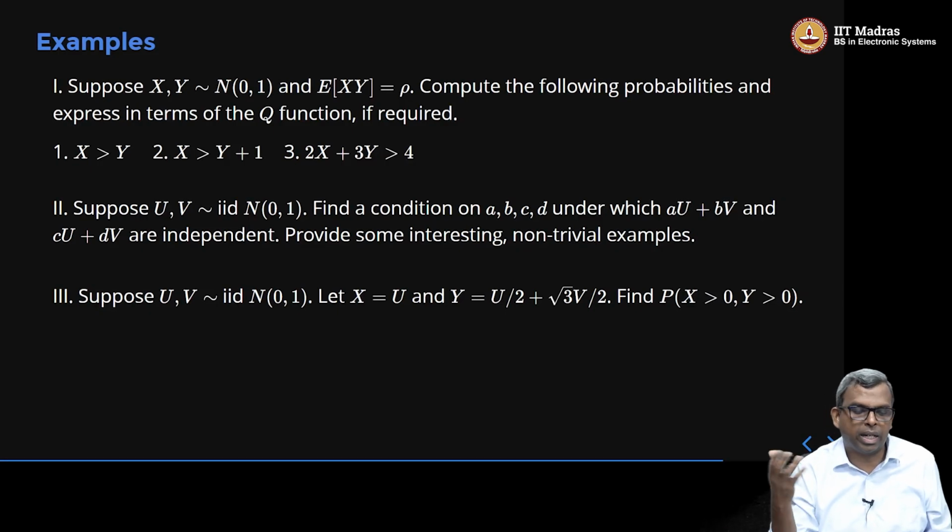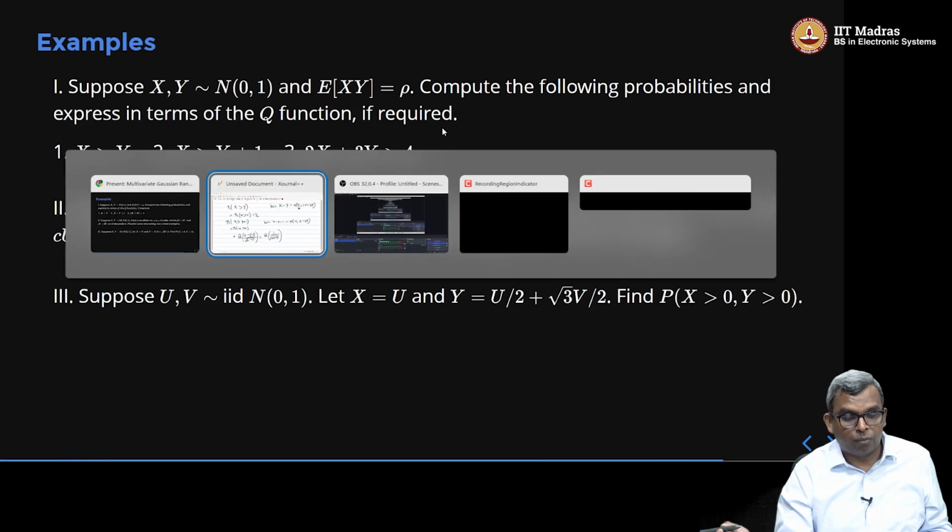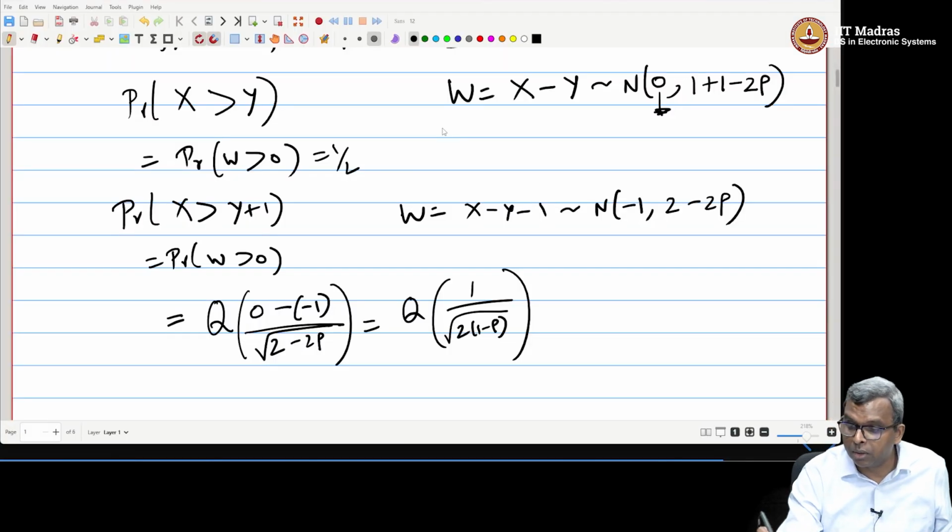2X plus 3Y greater than 4 has a similar formula, you will have to do it, I am not going to repeat that here. Let us look at the second question. U, V are IID normal 0, 1, find a condition on A, B, C, D such that AU plus BV and CU plus DV are independent. Remember AU plus BV and CU plus DV are going to be bivariate Gaussian, so they are jointly Gaussian, which means uncorrelated is the same as independent. So how do we do this? Let us look at that.